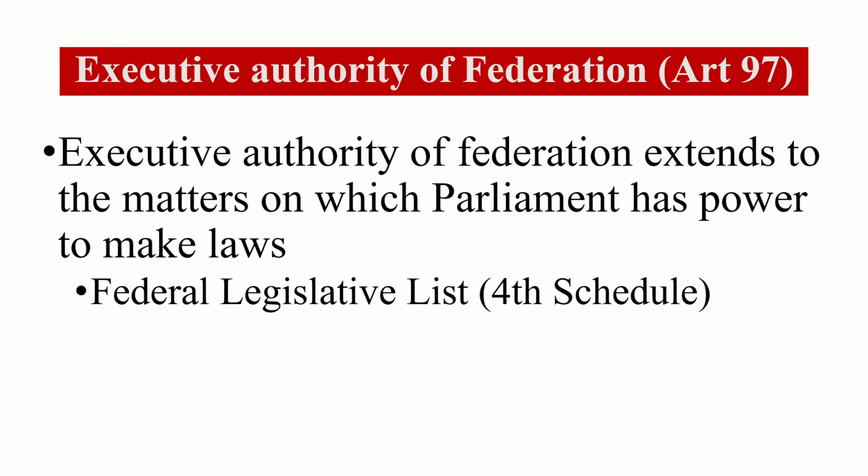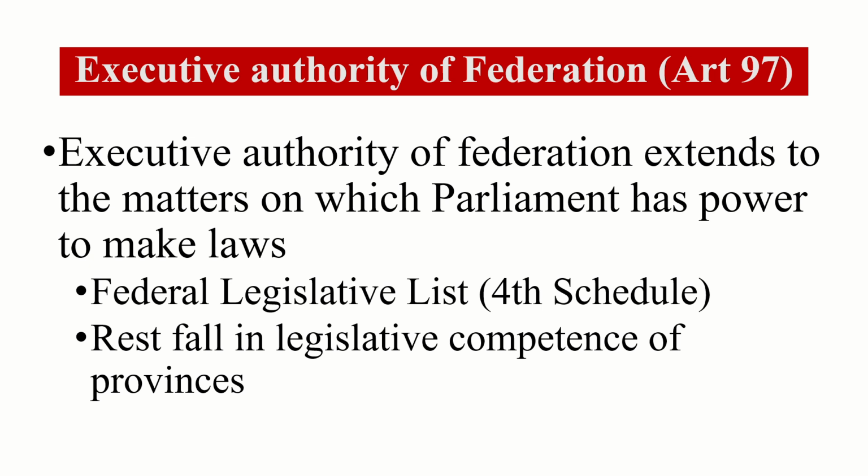The executive authority of the Federation extends to the matters on which Parliament has the power to make laws. So on whatever matter, on whatever domain, the Parliament or the federal legislature is competent to make law, that defines the executive authority of the Federation. And these legislative powers of Parliament have been described in the Federal Legislative List, which is mentioned in the 4th schedule of the Constitution.